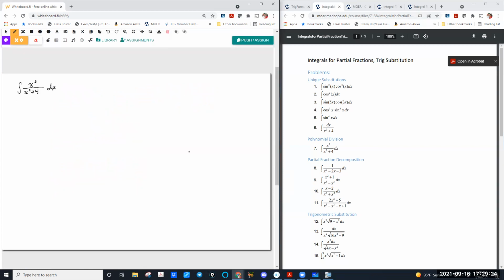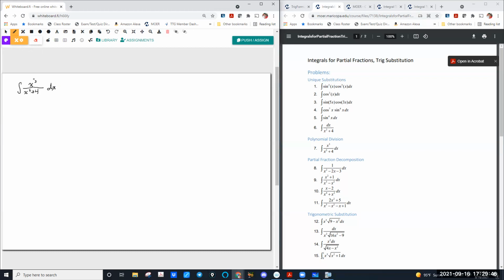because this will lead into partial fraction decomposition, but this is not a partial fraction decomposition for 2 reasons. Number one, x squared plus 4 can't be factored. So even if we wanted to, we couldn't do partial fraction decomposition. But there's something else going on in this one.